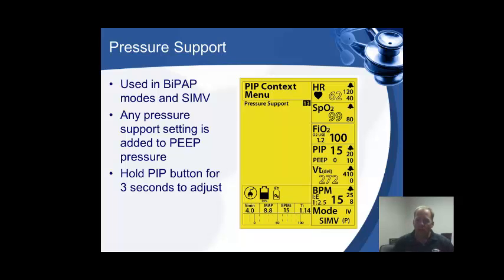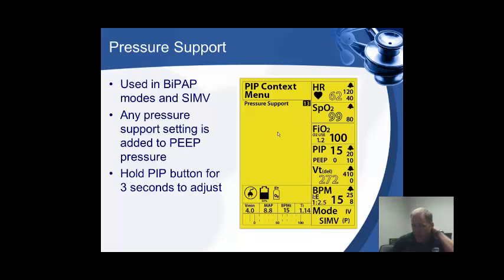Okay, any pressure support setting is added to the peak pressure. That gives you your overall pressure. If you want to see the pressure support, there is kind of a theme with the vent. If you want to see something related to a pressure, go next to the peak inspiratory pressure on the screen, and there's a button just out to the side. Hold that down for 3 seconds. The pressure support option will pop up here.